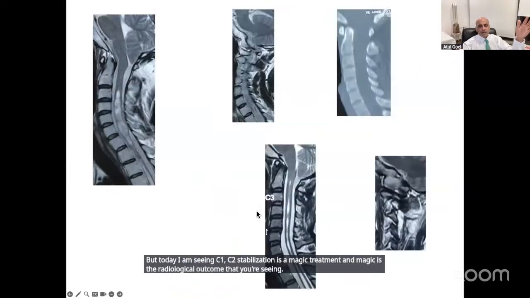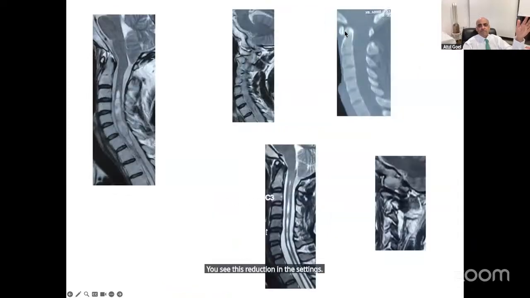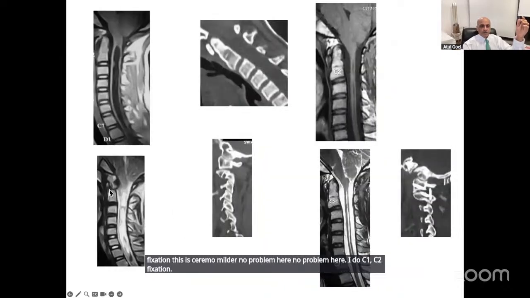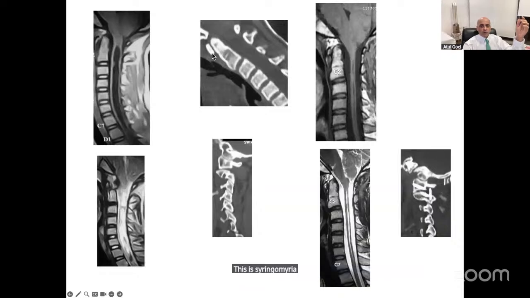You see this reduction in the syrinx. This is no problem here. C1, C2 fixation. This is syringomyelia. No problem here. No problem here. I do C1, C2 fixation. This is syringomyelia preoperative. No problem here.